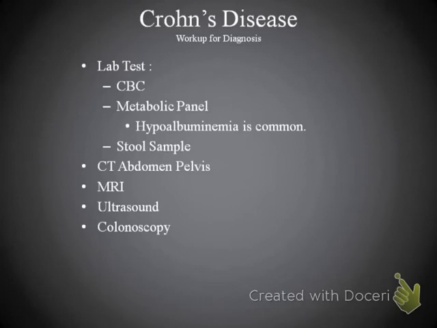CT abdomen pelvis, MRI, ultrasound, and colonoscopy all have various advantages and disadvantages, and each can be employed to a certain degree. Also, colonoscopy still remains a very, very good example here because it allows you to actually see what is going on with the camera, and then also provide some degree of interventional and diagnostic means while you're in there, so just taking biopsies and things like that. So colonoscopy still remains almost a gold standard for things such as Crohn's disease.